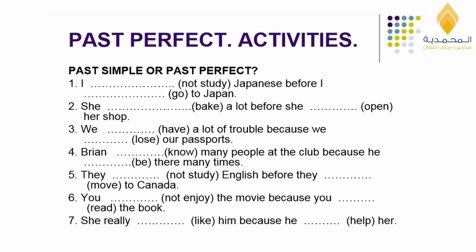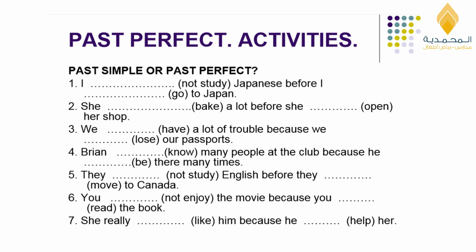Together, we are going to discuss these activities. Either we use past simple or past perfect. Number 1, I not study Japanese before to Japan. And here we have to put past perfect. Excellent. So I hadn't studied Japanese before I went to Japan. And here we have not, that's why we put hadn't.